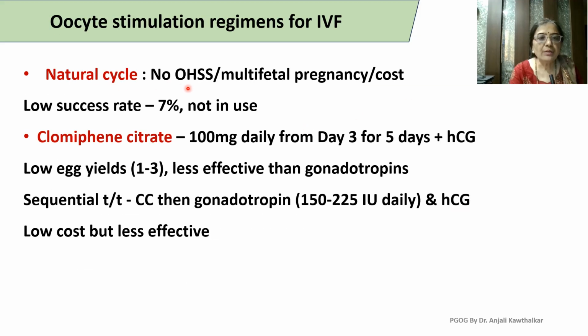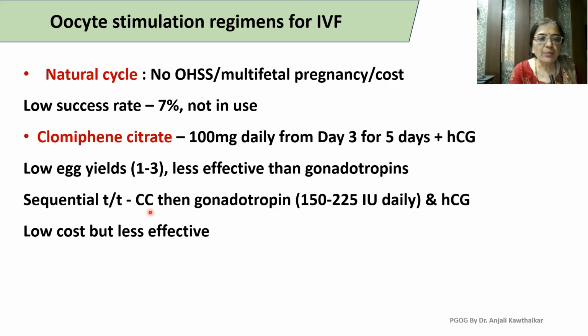With natural cycle, the advantages are there is no ovarian hyperstimulation syndrome, the risk of multiple pregnancy is not increased, and cost is less, but the success rate is only 7%, and that is why it is not in use whenever we want to proceed with IVF. Clomiphene citrate 100 milligram daily from day 3 for 5 days along with hCG leads to low egg yields. That means the number of oocytes retrieved is less. It is less effective than gonadotropins.